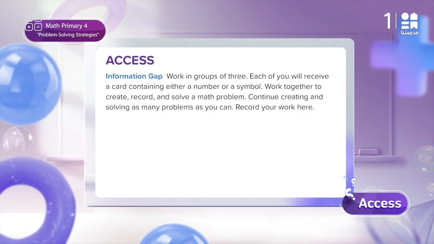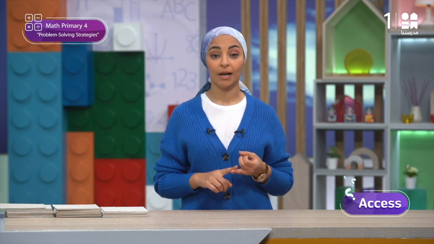Now, let's start our lesson with the activity information gap in access part in your book, page 331. Now we have two groups of cards. Like you see here, I have two groups of cards. One group containing numbers, and another one containing mathematical operation symbols. These symbols are like addition, subtraction, multiplication, or division.